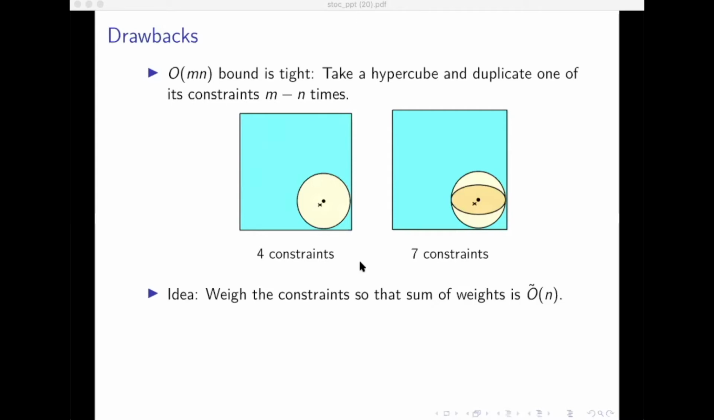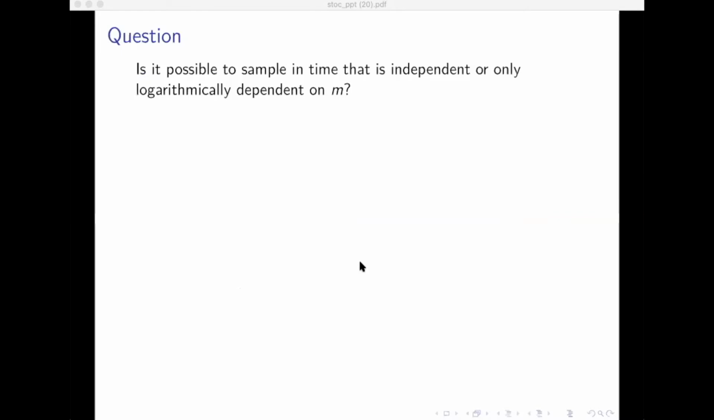An idea to fix this is to assign a weight to every constraint such that the sum of weights is order n rather than m. So instead of using a matrix like A transpose Sx to the power minus 2 A to define the ellipsoid at point x, we would like to use a matrix of the form A transpose Sx inverse Wx Sx inverse A. However, this would require additional properties on the matrix function to ensure fast mixing, which we will discuss in the next section. This leads to a natural question.